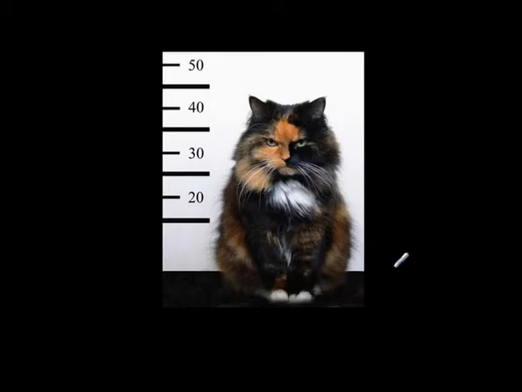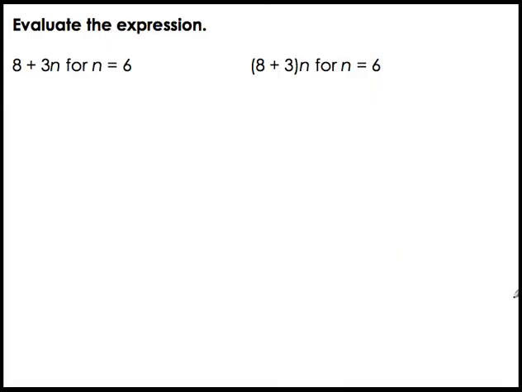Ooh, scary cat. Evaluate the expression. Okay, now what we're going to do is we're going to take this 6 and we're going to plug it in for the n. Okay, so I'm just going to rewrite this first. So it'll be 8 plus 3. And remember, when you have 3n connected like that, it means times. So it's going to be 3 times 6. So I took this n out and I put 6 in its place.